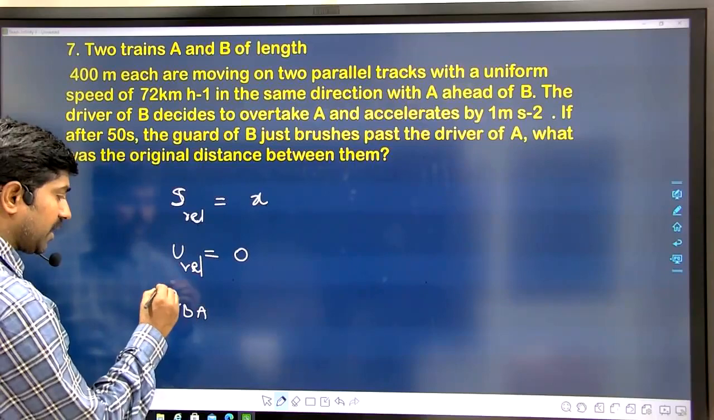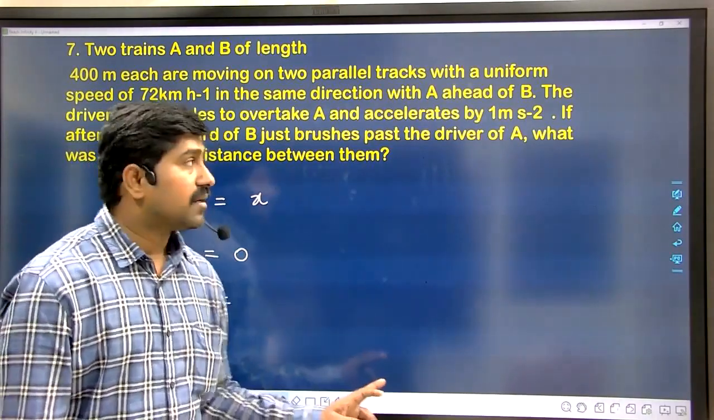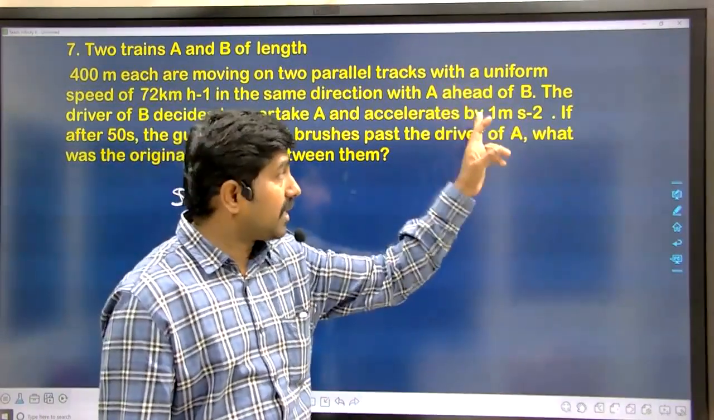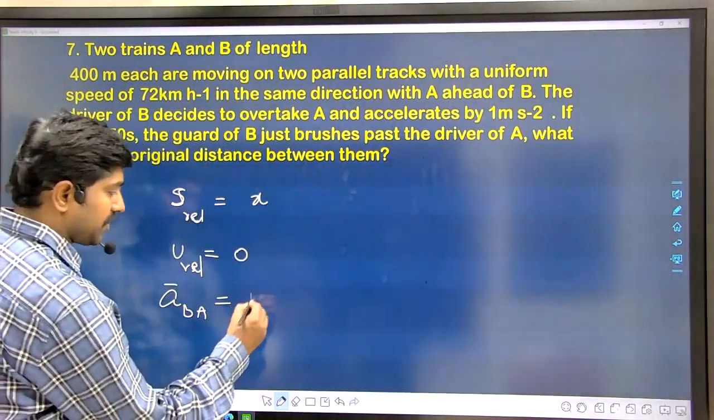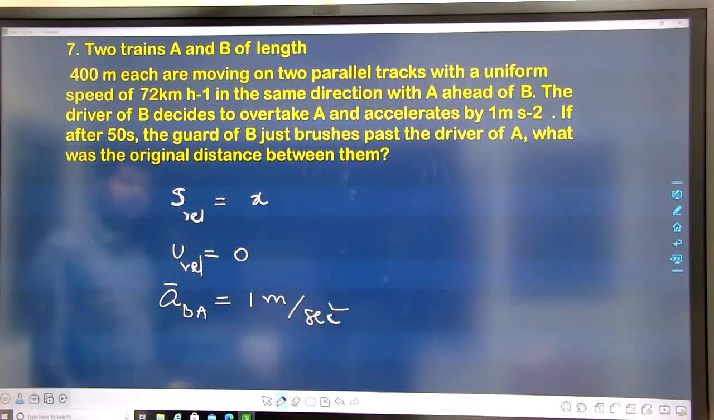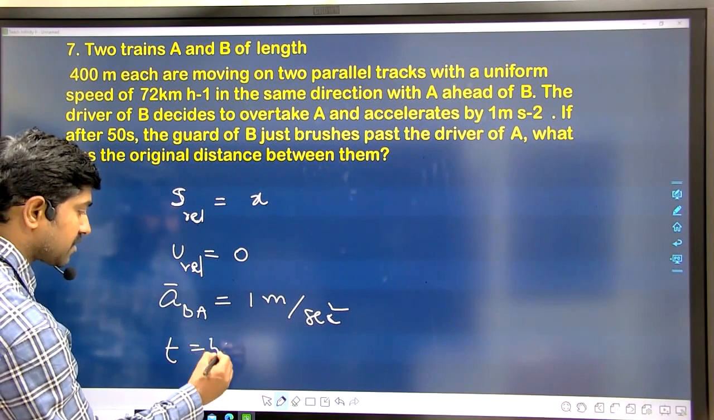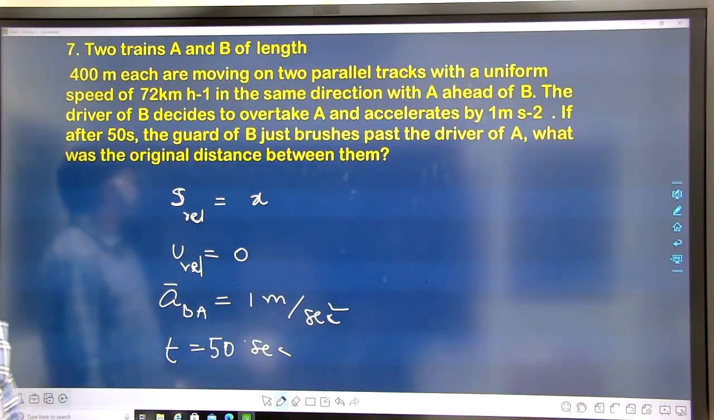And what is the acceleration of B with respect to A? If you want to calculate, acceleration of B minus acceleration of A, and acceleration is there only for B, not for A. So for A acceleration is 0, for B acceleration is 1. So relative acceleration will be 1 meter per second square. And finally you have to calculate the S value only, na? And it is given the time taken will be 50 seconds.